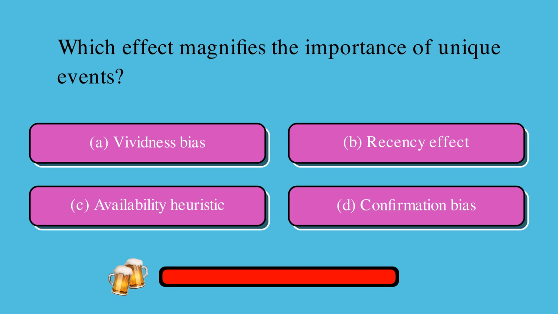Which effect magnifies the importance of unique events? Is it A, vividness bias, B, recency effect, C, availability heuristic, or D, confirmation bias? The correct answer is A, vividness bias.